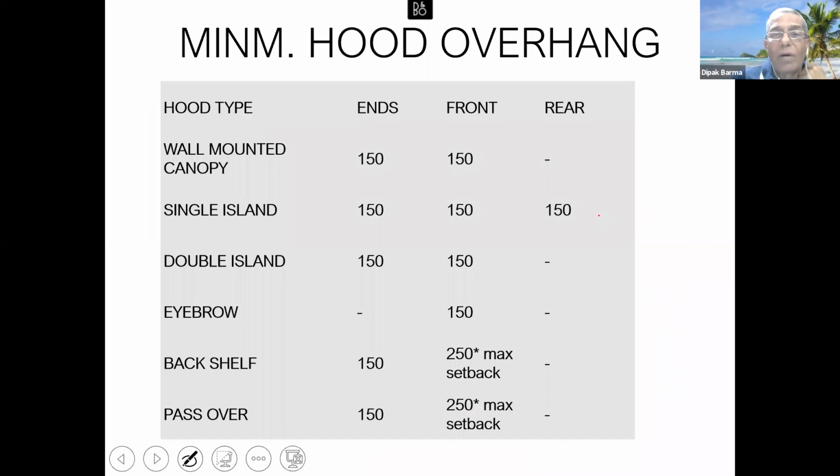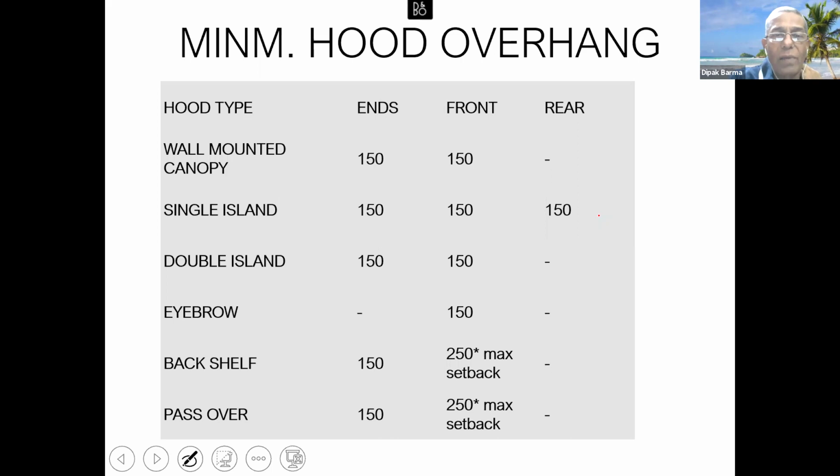The minimum overhang. Now there are two types of hoods again on this. One is the listed type and the unlisted type. What we are talking about is all unlisted. There are a lot of standards being created now, where UL has listed certain types of hoods, which they have specified require a lesser amount of airflow and which can be used to reduce the energy consumption for exhausting.